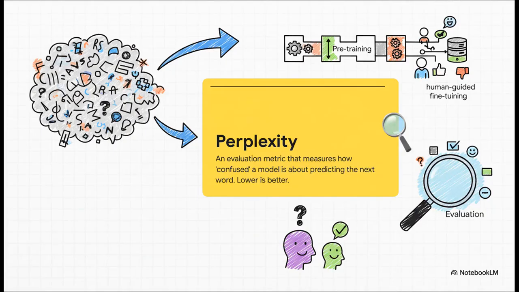So, how do we even know if all this training is actually working? Well, we can measure its confusion score, or what researchers call perplexity. Basically, it just measures how surprised or confused the model is about what the next word should be. So, a lower score is better. It means the model is more confident and less confused.